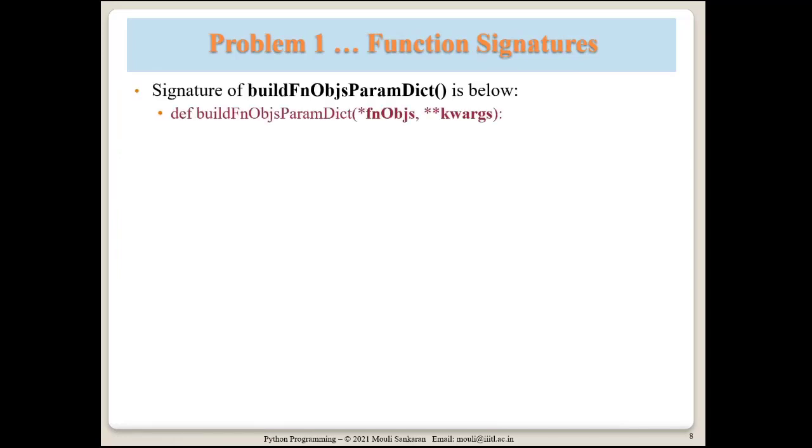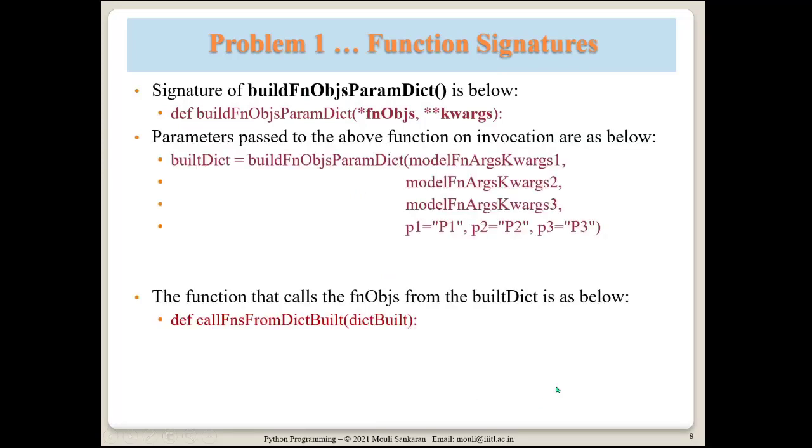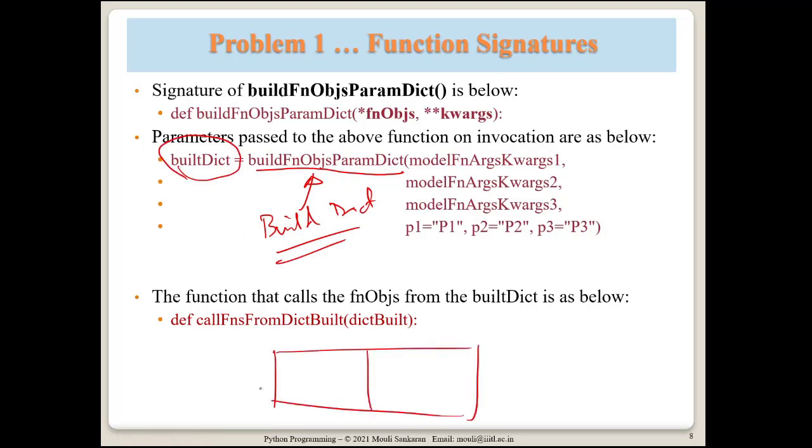Now the signature of the function. This is the signature of the function. Okay, let me show you this. build function objects parameter dictionary. This is what is going to build the dictionary. This function is going to build the dictionary, what I showed you, and then it is returning the dictionary here. How many entries will be there? It will have 3 entries, because I'll show you how it is getting processed.